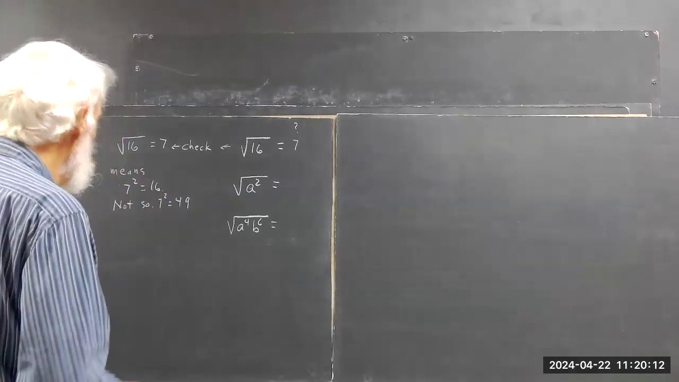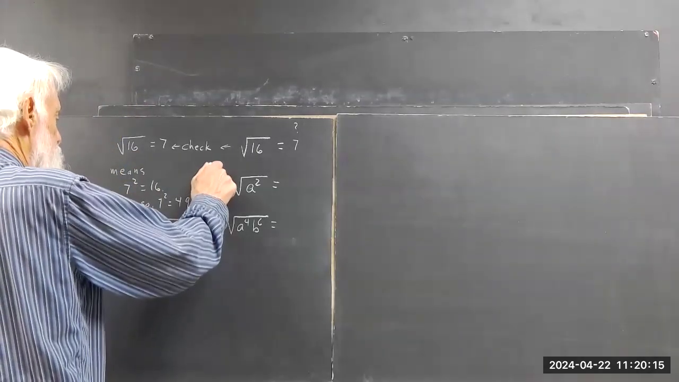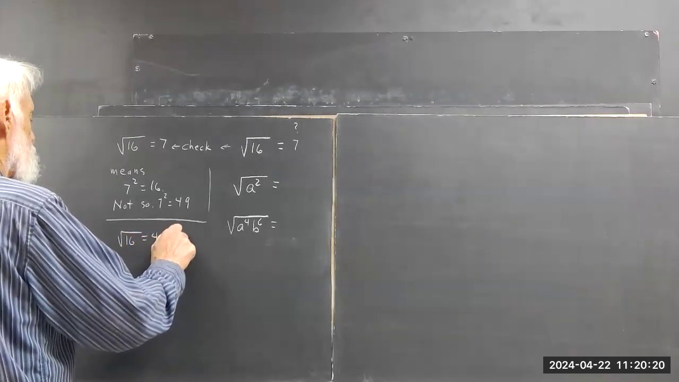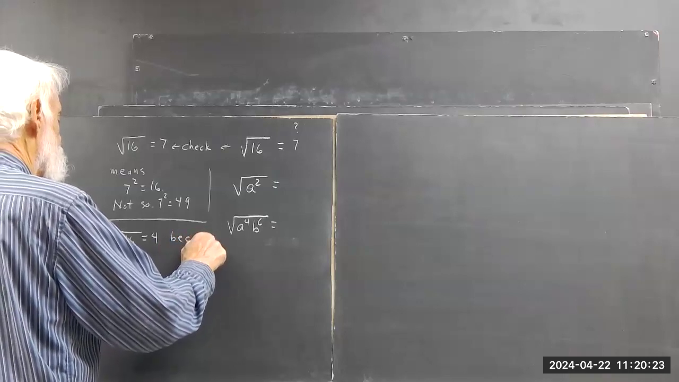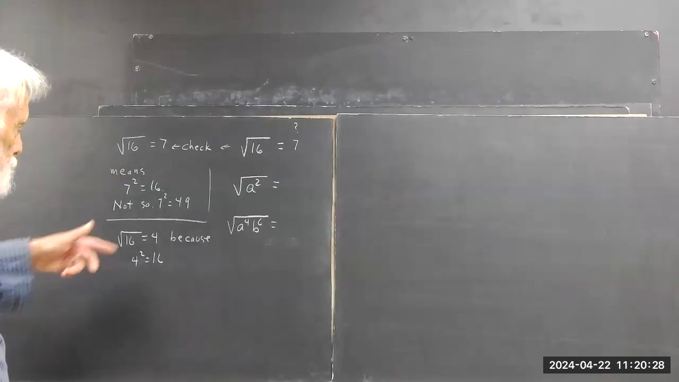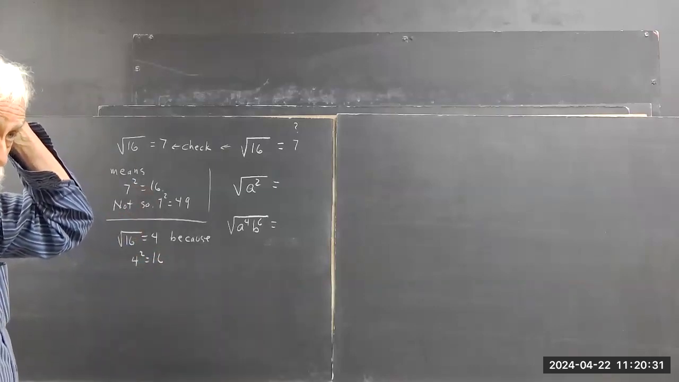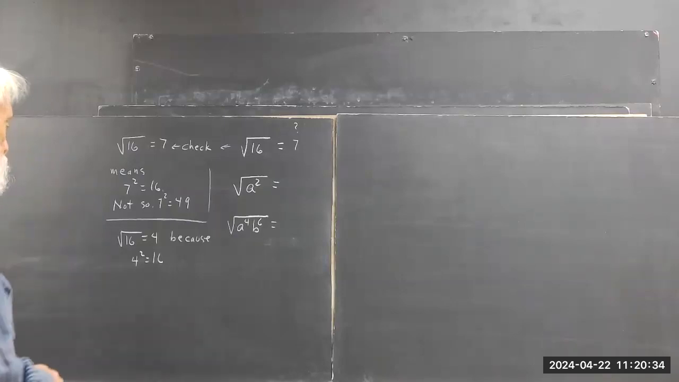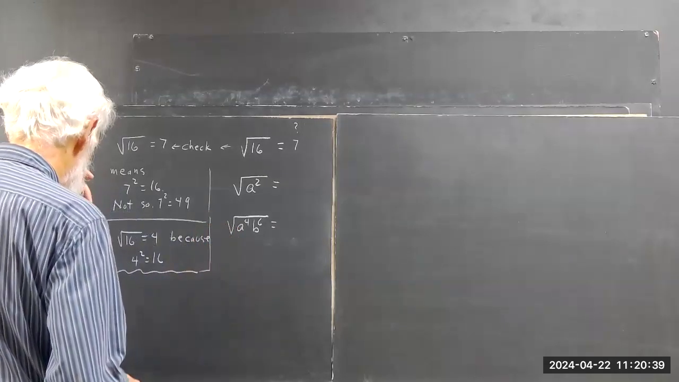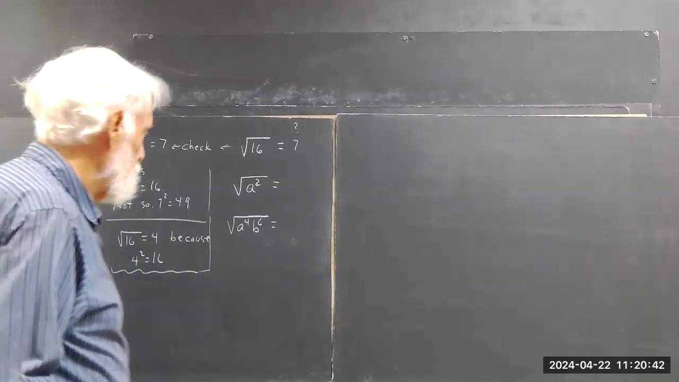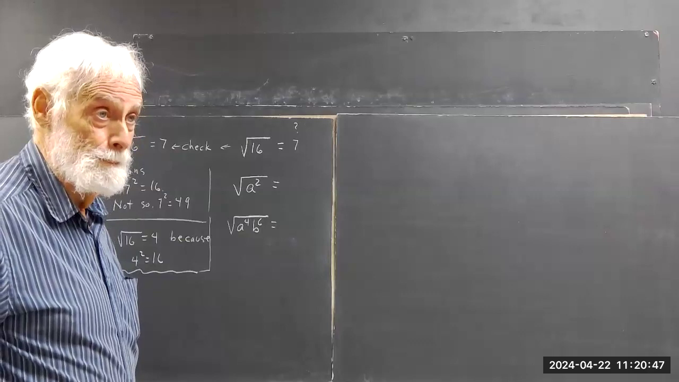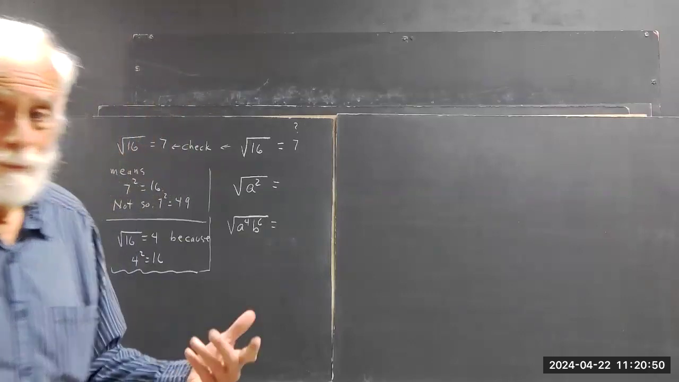Okay, well, then say square root of 16 is 4 because 4 squared equals 16, right? Okay. Now, what's the square root of a squared? What would you square to get a squared? What do you think?